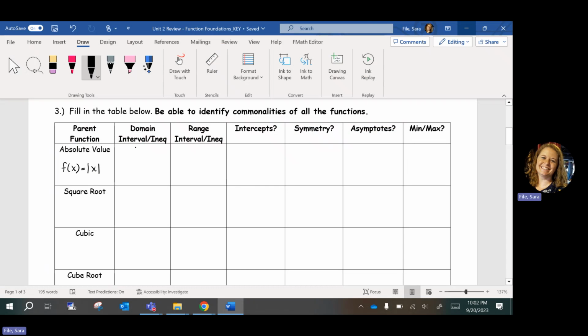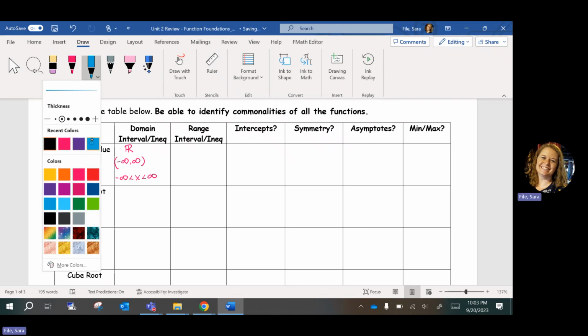For domain, it says interval and inequality notation, so I'm going to do both. Negative infinity to positive infinity, and you never include infinity because you can't equal it. Inequality notation would look like this. Now, I'm also going to add this little symbol so you remember that it's all real numbers.